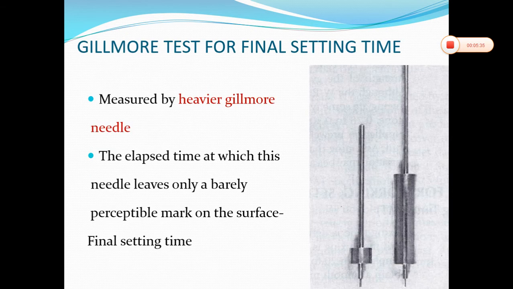Whereas the final Gillmore uses a 400 gram needle. As a heavy load is used, the final setting time is the time elapsed at which the needle leaves only a barely perceptible mark. If you take a sharp instrument and run it on a wall or any surface, a mark will be formed. In the same way, if the heavy Gillmore needle is passed on the mix and does not form any mark on it, that shows the final setting time.